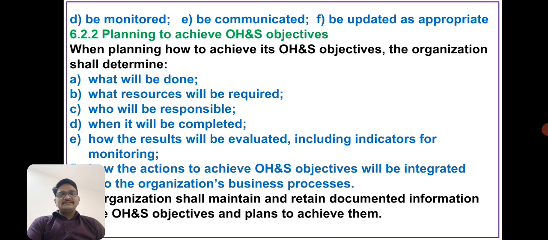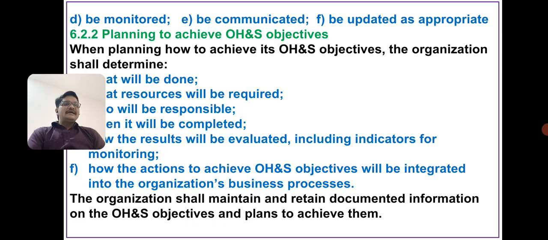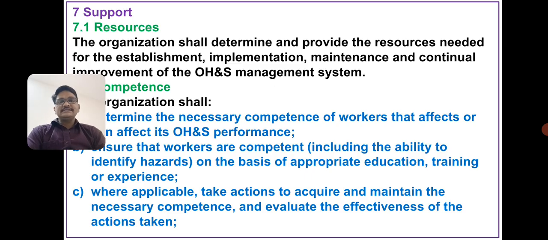Now next subclause is 6.2.2, that is planning to achieve OHS objective. For this, when planning how to achieve its OHS objectives, the organization shall determine what will be done, what resources will be required, who will be responsible, when it will be completed and how the result will be evaluated, including indicator for monitoring, and how the action to achieve OHS objective will be integrated into organization business processes. For this, organization shall maintain and retain documented information on OHS objective and plans to achieve them. Now next clause is supports.